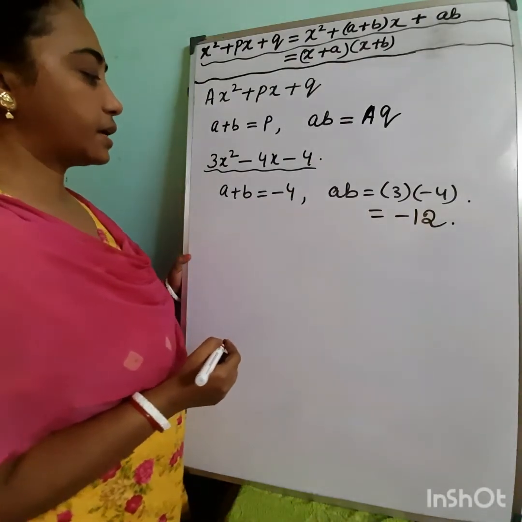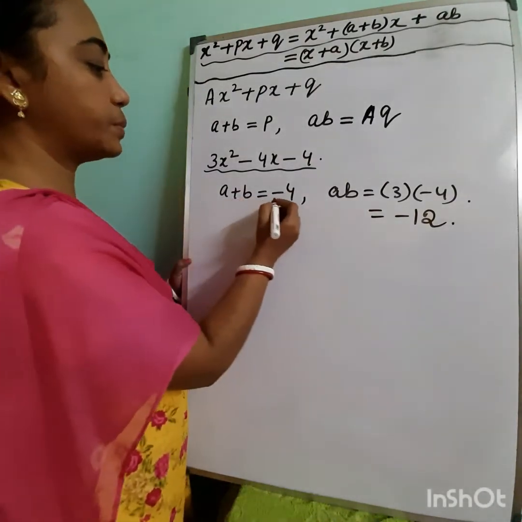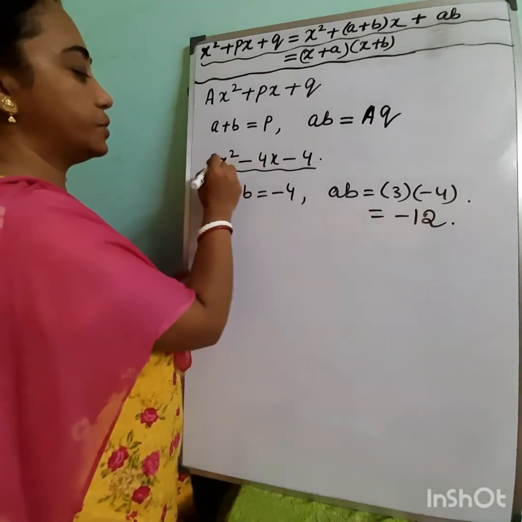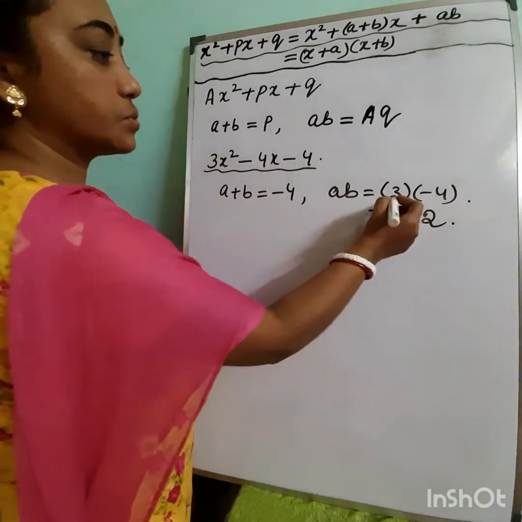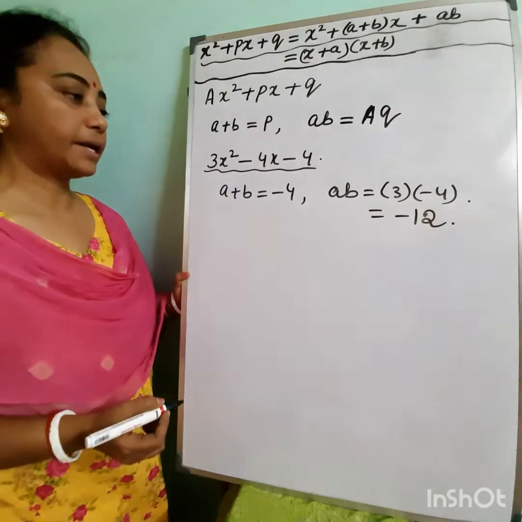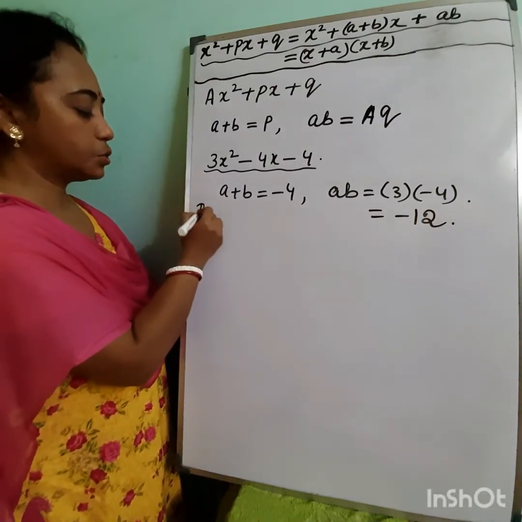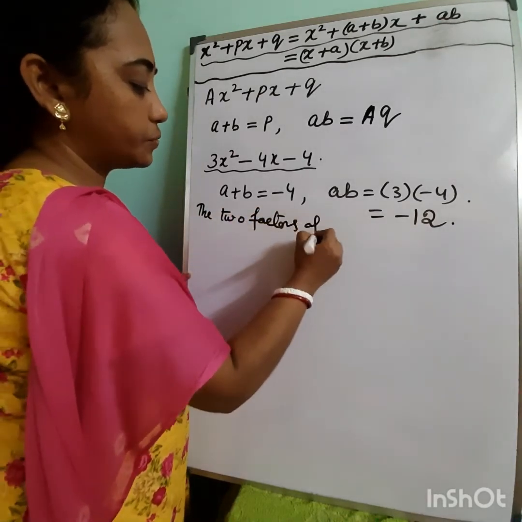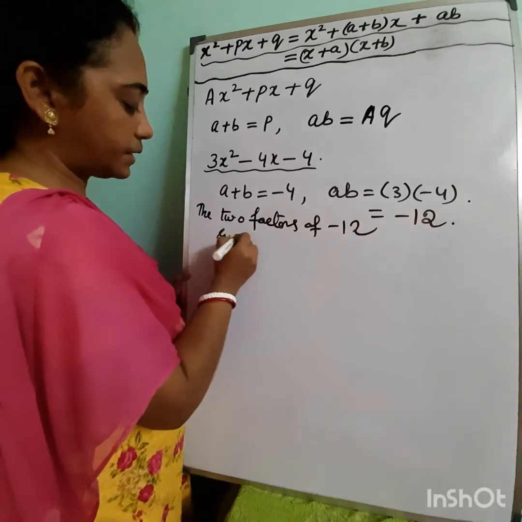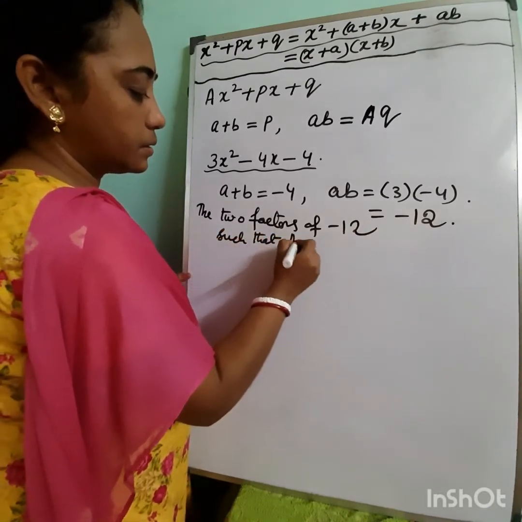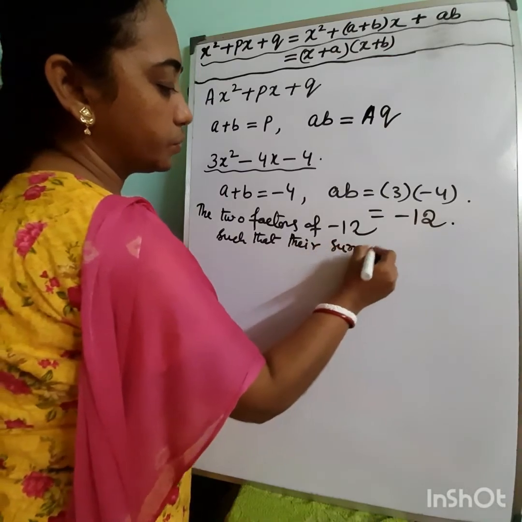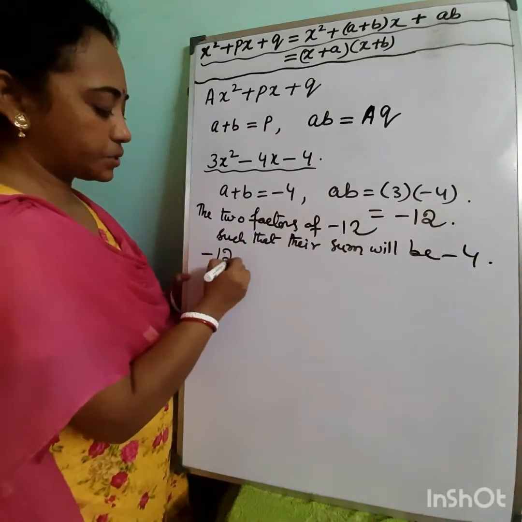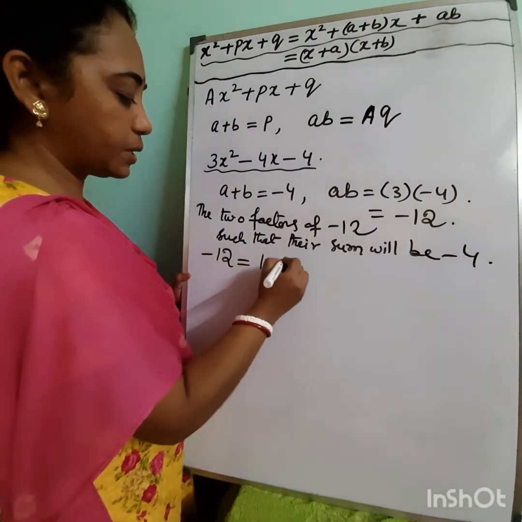So in this case we take two numbers a and b such that their sum will be minus 4, that is the coefficient of x, and their product will be the coefficient of x square times the constant term, that is 3 multiplied by minus 4, that is minus 12. Now we have to find the two factors of minus 12 such that their sum will be minus 4. So we can write minus 12 as 1 multiplied by 12.